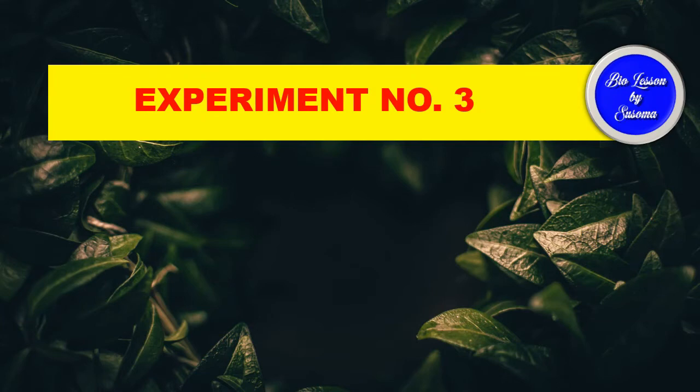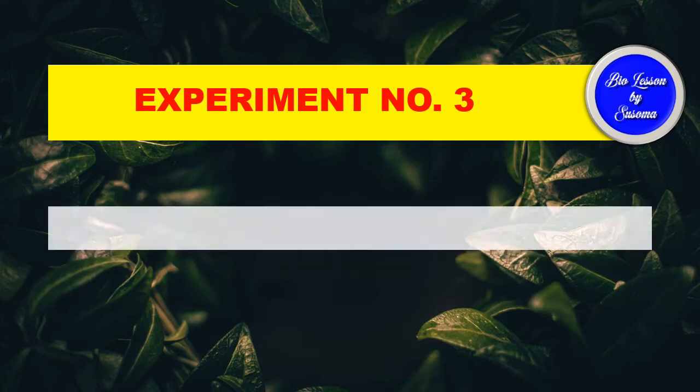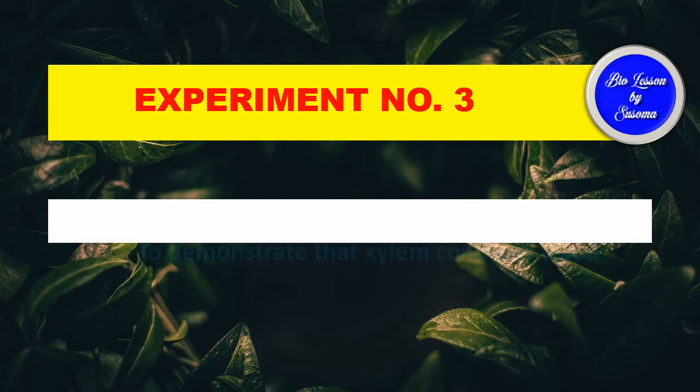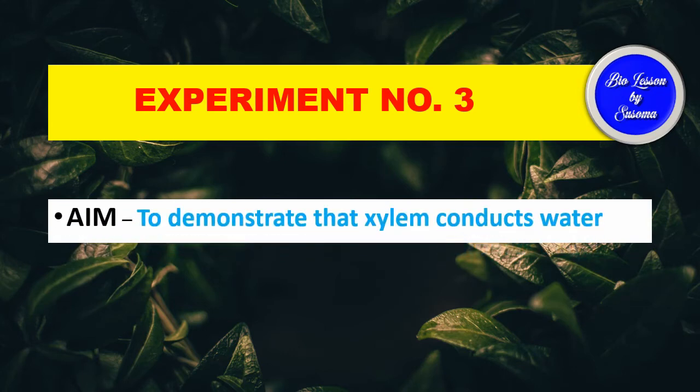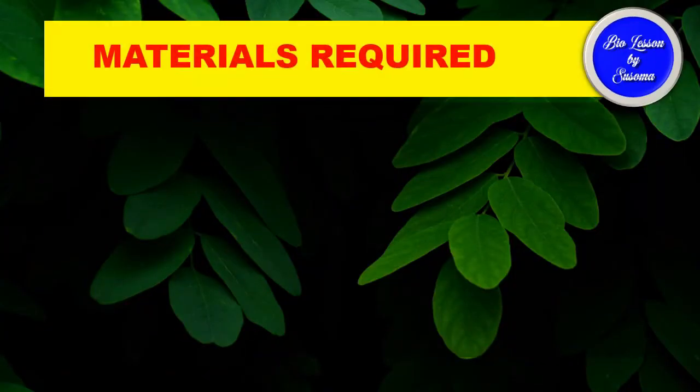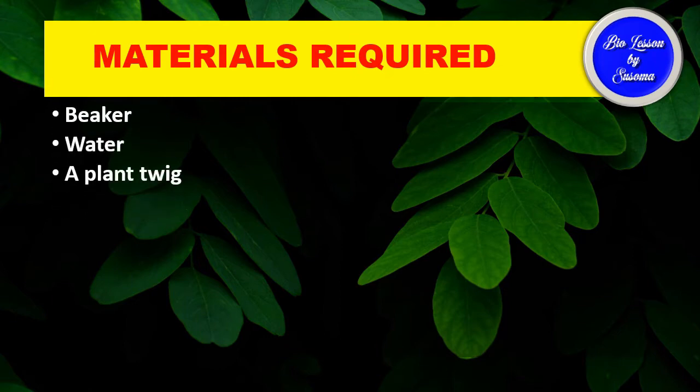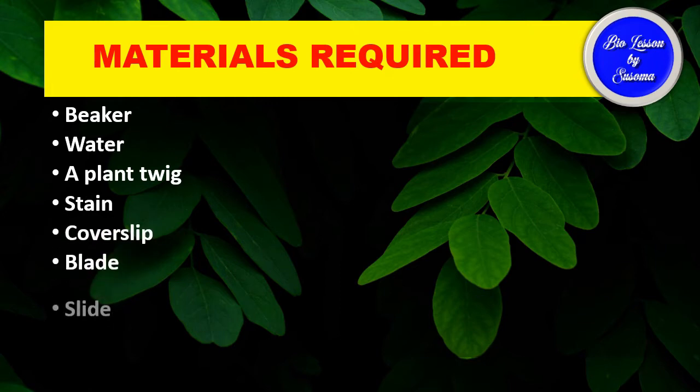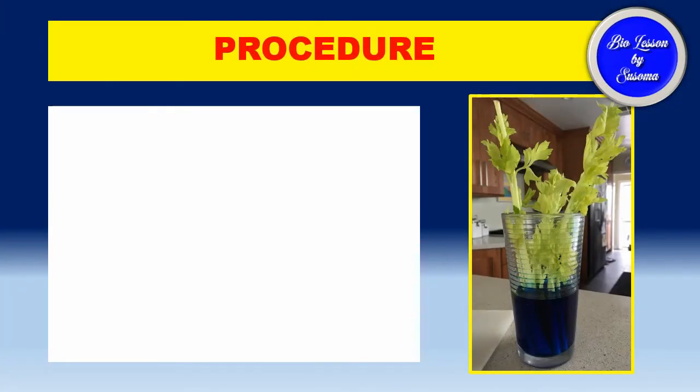Now experiment number 3. Experiments number 1 and 2 were discussed in the previous video of this chapter. What is the aim of the experiment? The aim of the experiment is to demonstrate that xylem conducts water. Materials required: we need a beaker, water, a plant twig, stain, cover slip, blade, slide and microscope.